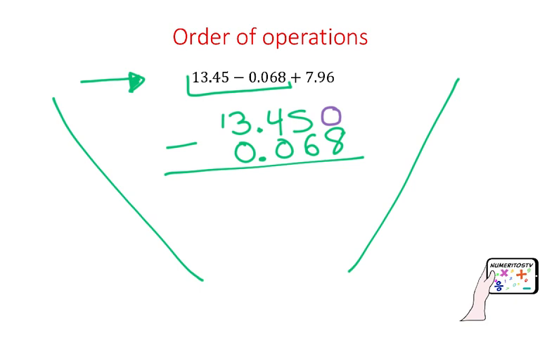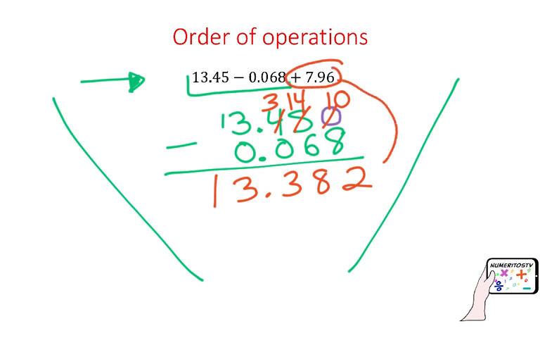So 0 minus 8, you cannot do that, so you need to borrow from that 5. So this 0 becomes a 10. 10 minus 8 is 2. 4 minus 6, you cannot do that, so you need to borrow from this 4. So now you have 14. 14 minus 6 is 8. And then 3 minus 0 is 3. 3 minus 0 is 3. And then that 1.